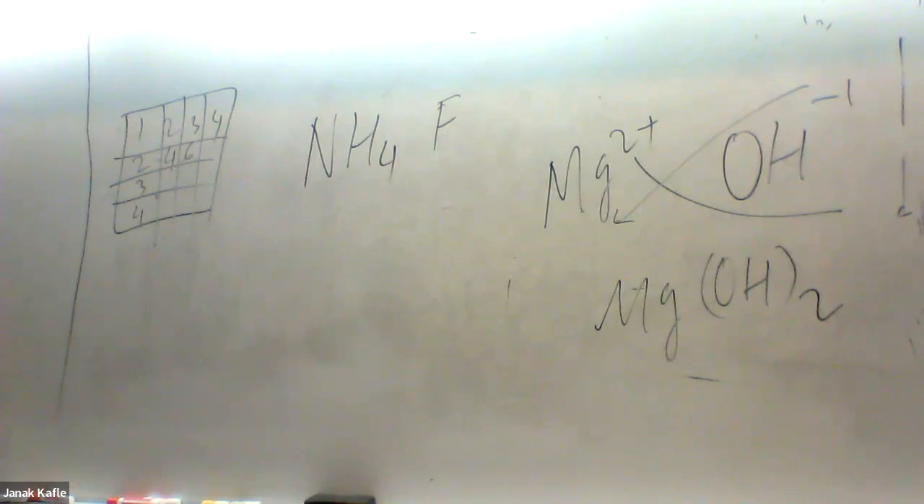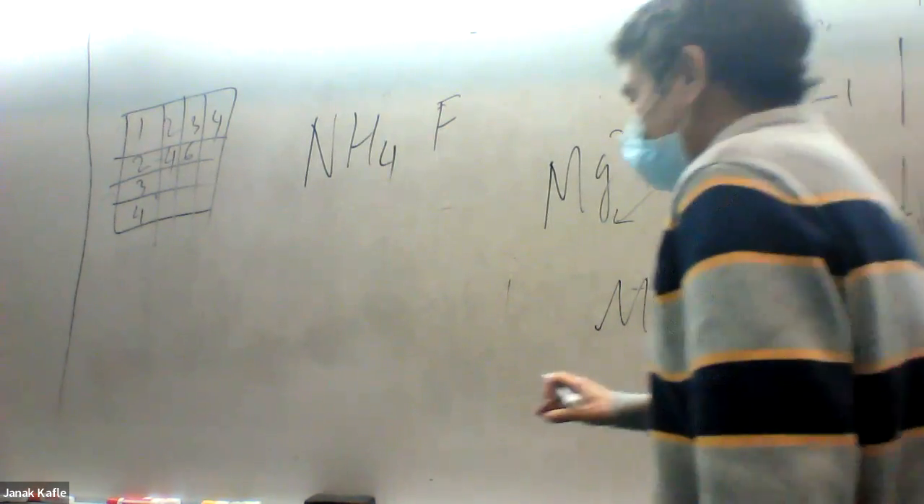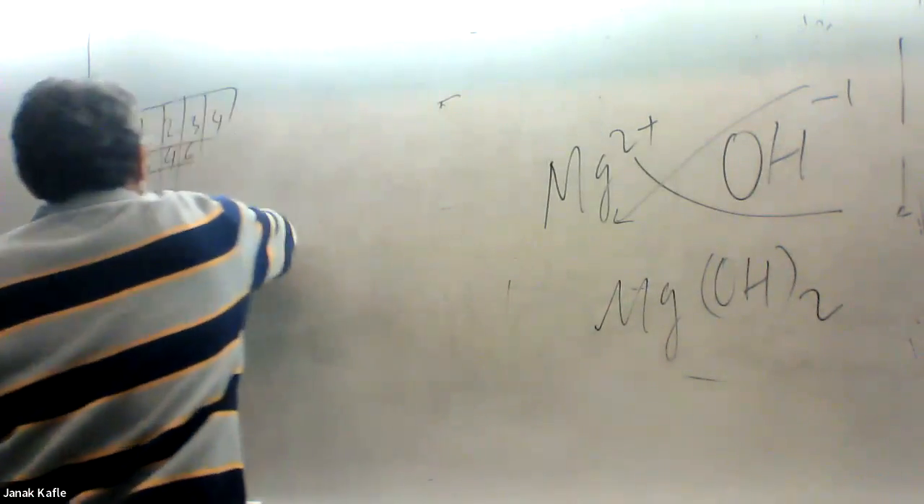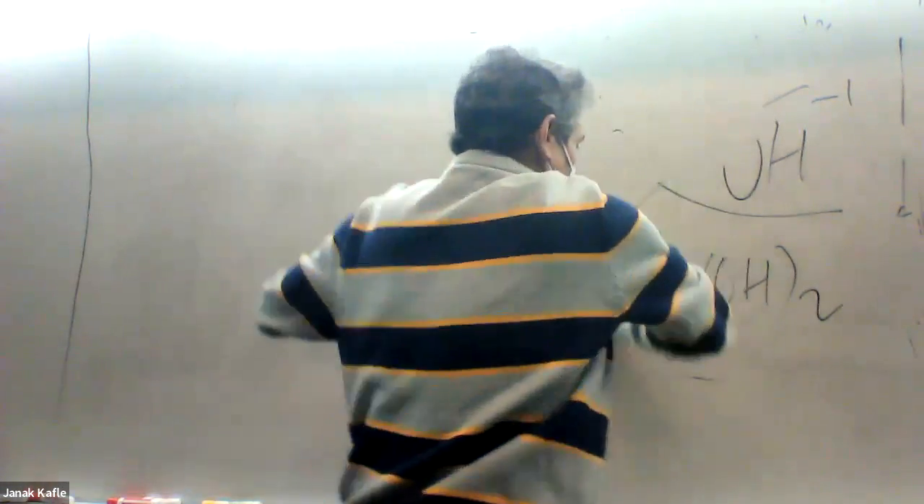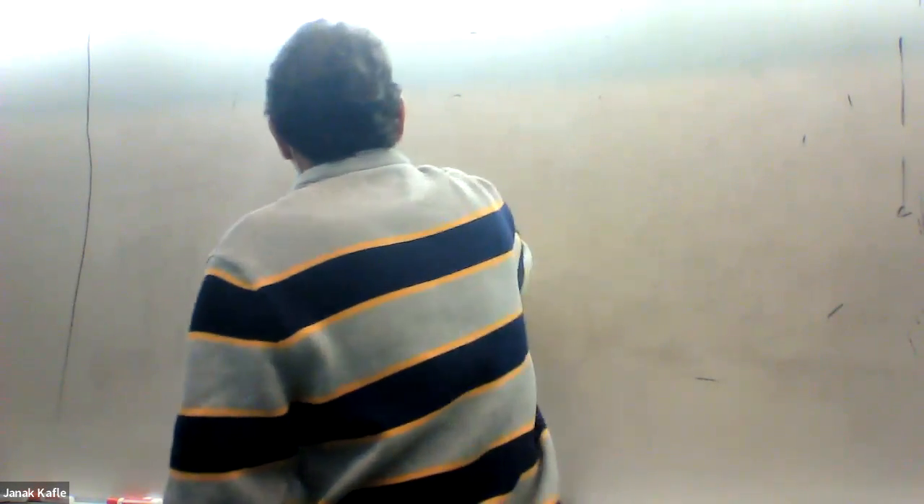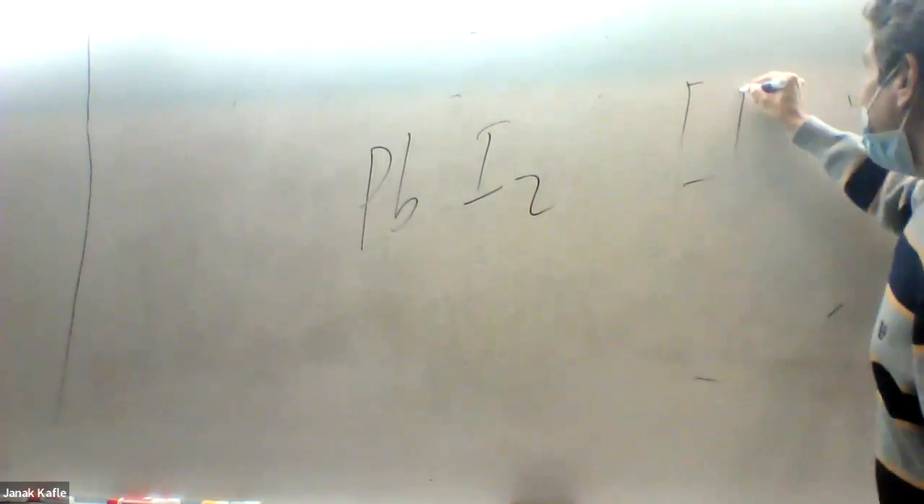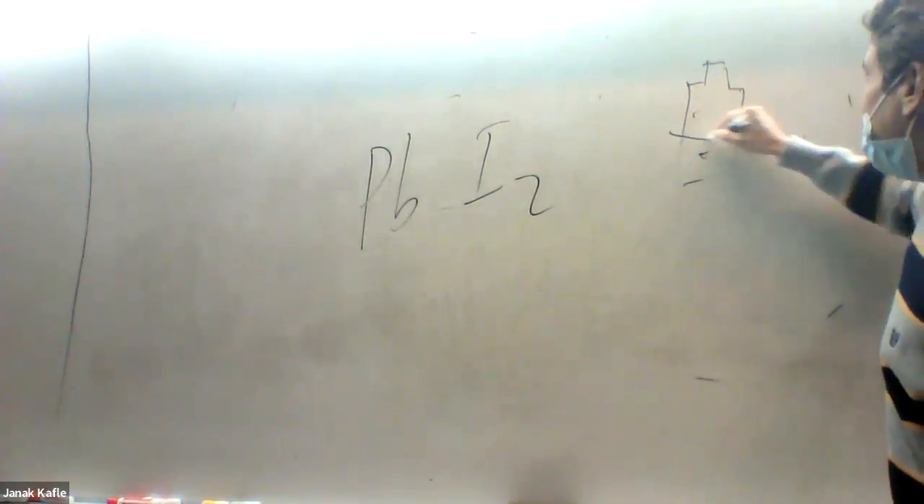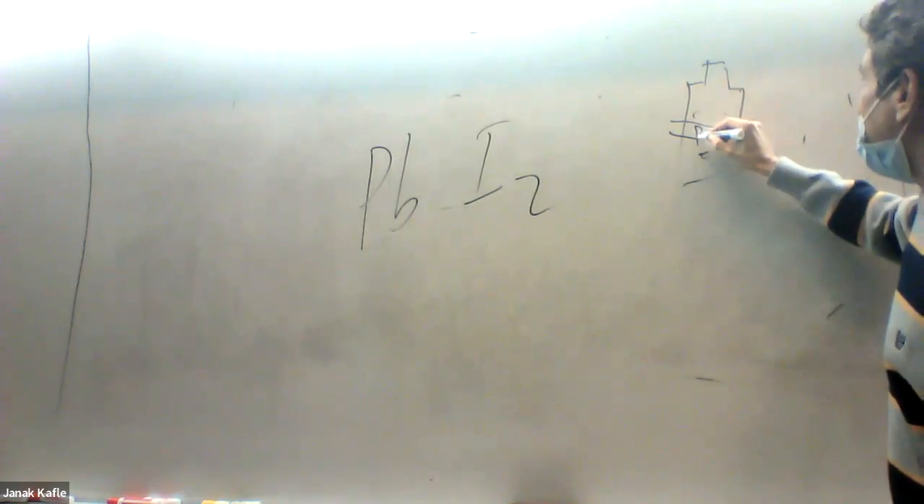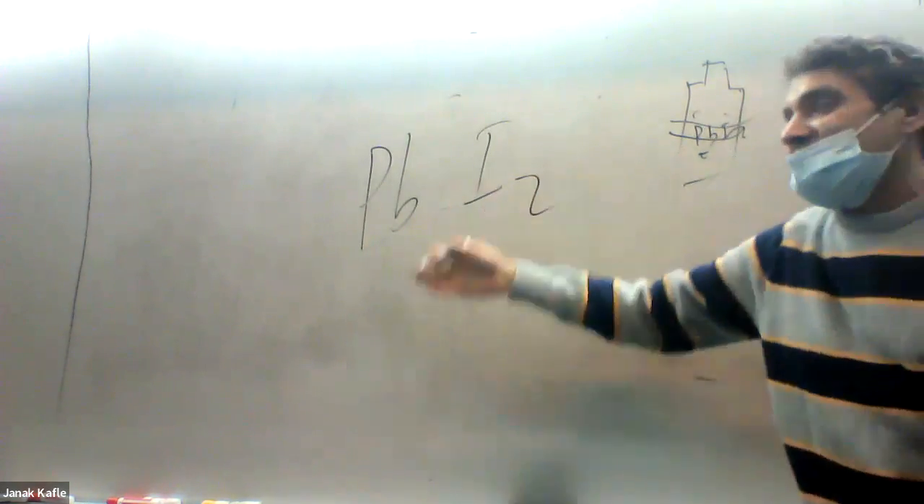Like this. So let's look at another one. I'm not looking at that table here. Now I'm going to write one compound here. PbI2. So I have a bottle here, and let's say the label says this compound is PbI2. Is it water soluble or not soluble?